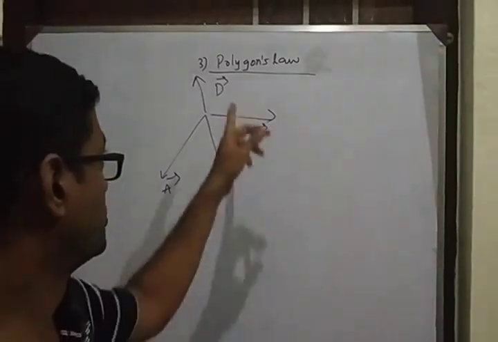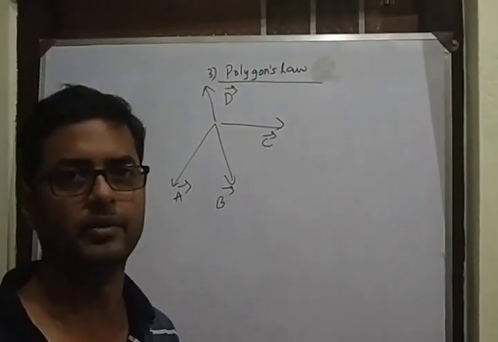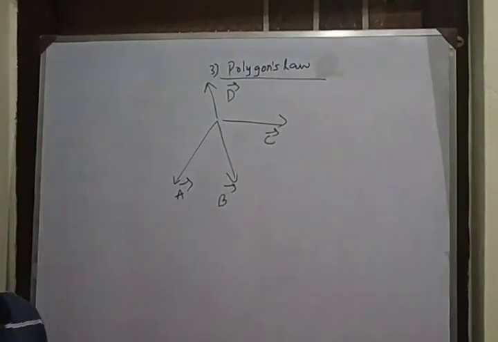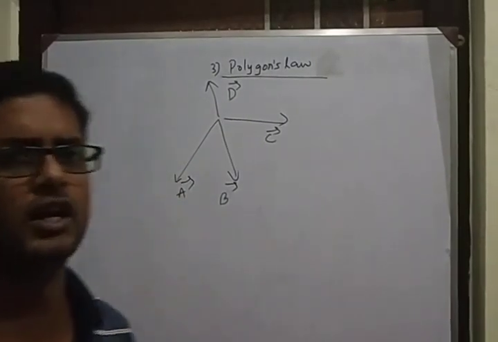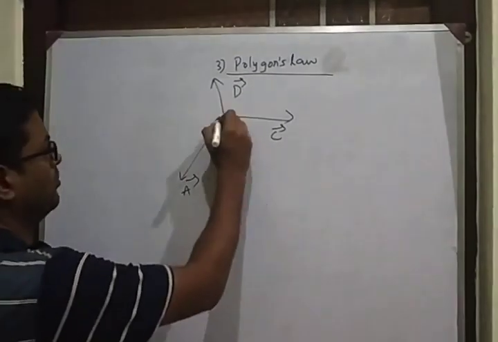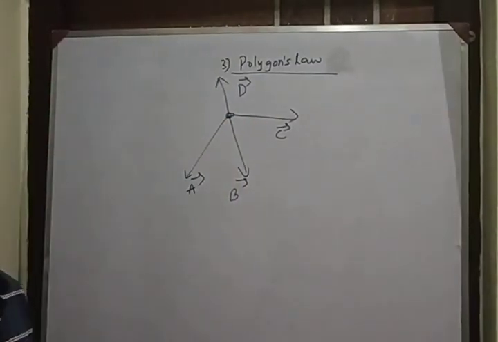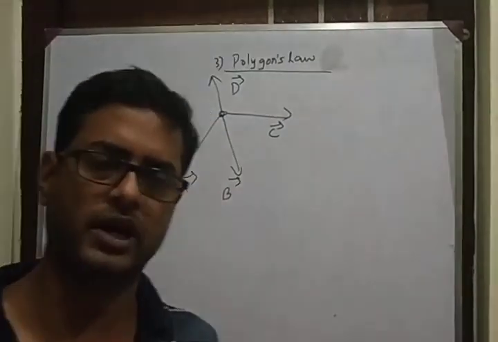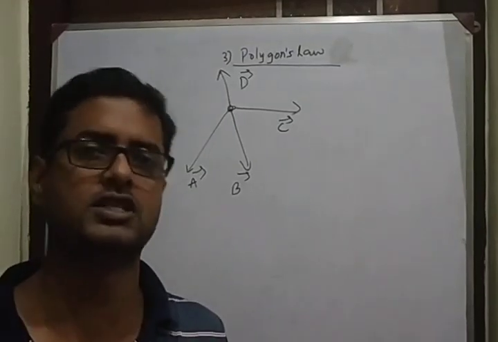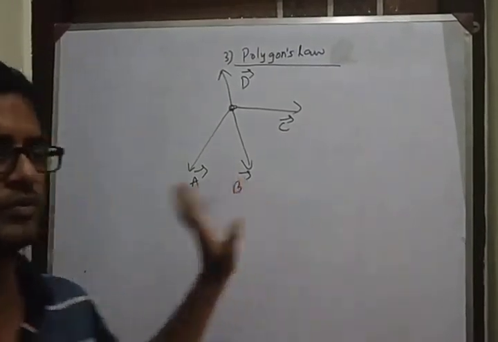Hi all, I am going to discuss the third way to add vectors, that is Polygon's law. Basically this is not mathematical; theoretically and diagrammatically you have to understand. Why am I taking polygons? Basically if you understand the triangle's law statement, Polygon's law is the same as triangle's law. I am just going to do it now.